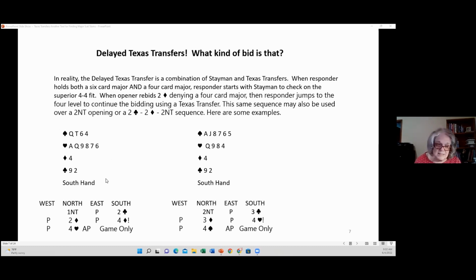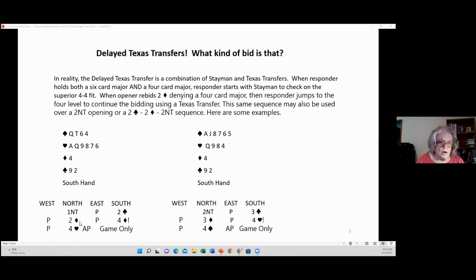So start with Stayman when you have at least one 4-card suit. If you have 4, 5, or 6 in the other one, still start with Stayman because there is a way to transfer when you know Texas transfers if partner denies a 4-card major suit. On this first hand, 1 no trump by your partner, you bid 2 clubs because I have 2 possible places to play here. I want to start with Stayman.